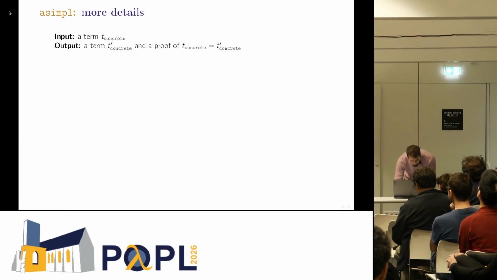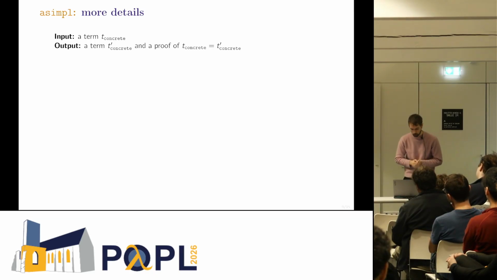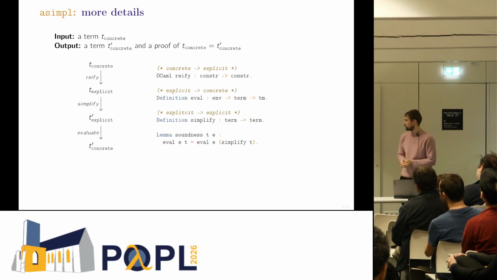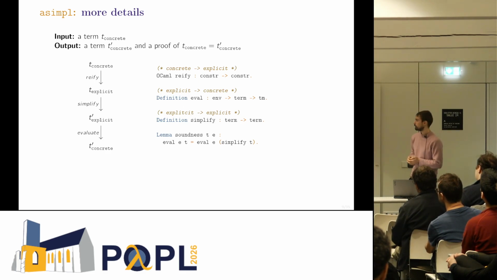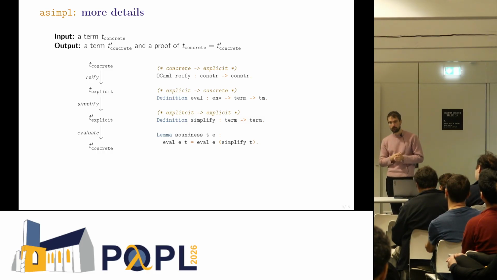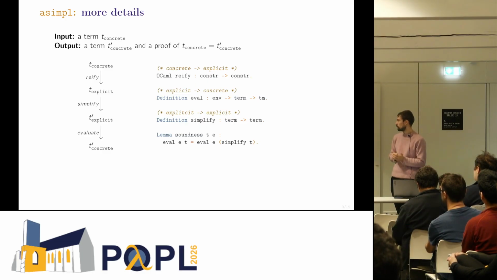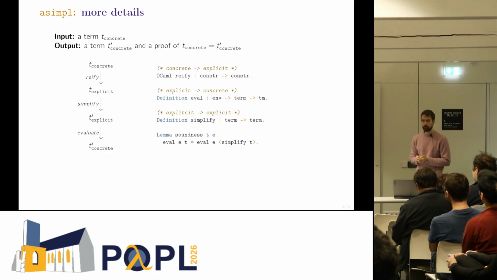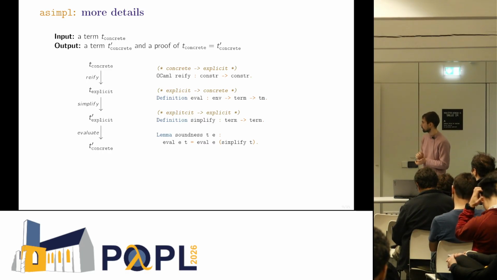Okay. Then just a bit more details on asimpl. The input is a term t in the concrete syntax, and you want to produce a term t prime in the concrete syntax and a proof that both are equal. The way it works is that you write the verification function from concrete to explicit, and this has to be done using metaprogramming. So in the implementation, I use the Ocaml plugin. Then you have the other way around, evaluation, which goes from explicit to concrete syntax. This is a Rocq function, and it takes as input an environment, which is related to meta variables. It contains an assignment from meta variables to concrete terms.